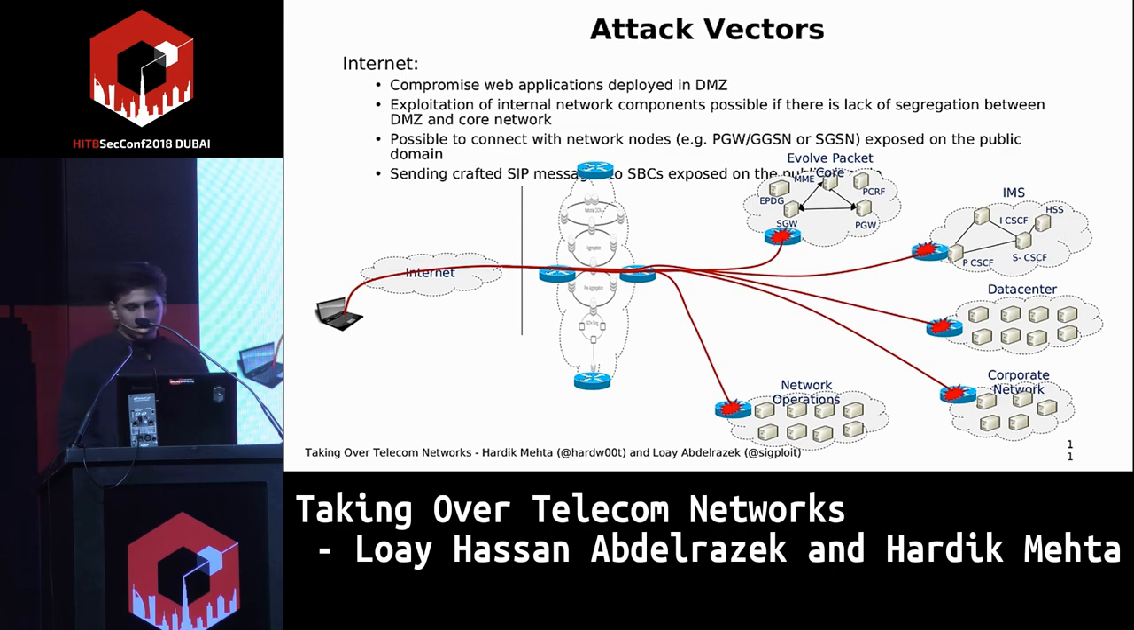From the internet, there are ASN blocks which are available to the attacker. These are basically BGP routes which are advertised. Using that, the attacker can get access to applications and servers which are there in the DMZ zone of the operator. From the DMZ zone, if network segregation or routing is not proper, the attacker may end up accessing the core network of the operator. Likewise, there are SBCs which are exposed over the internet. These are mainly because of the interconnects to other operators.